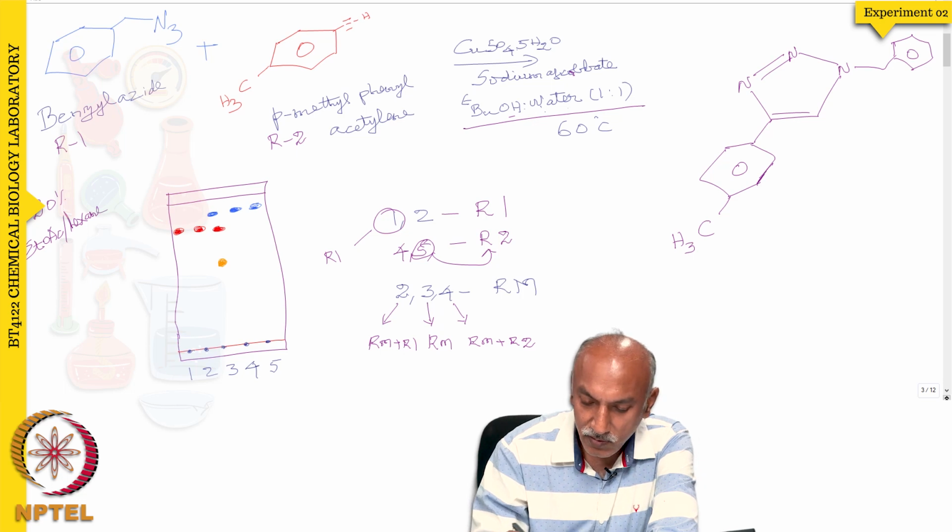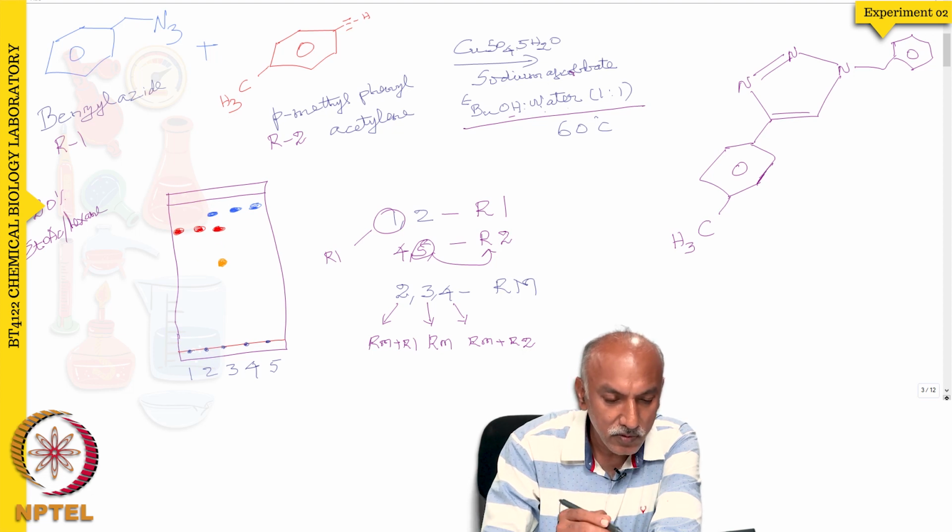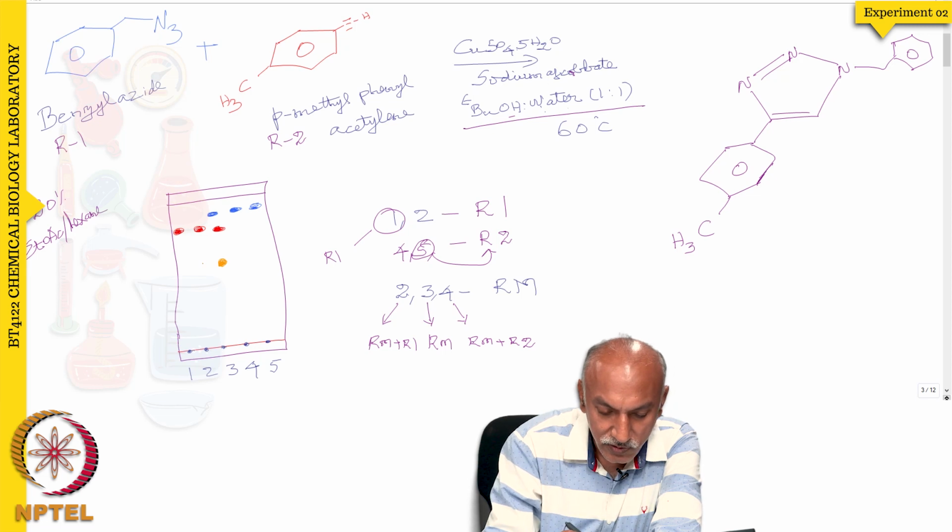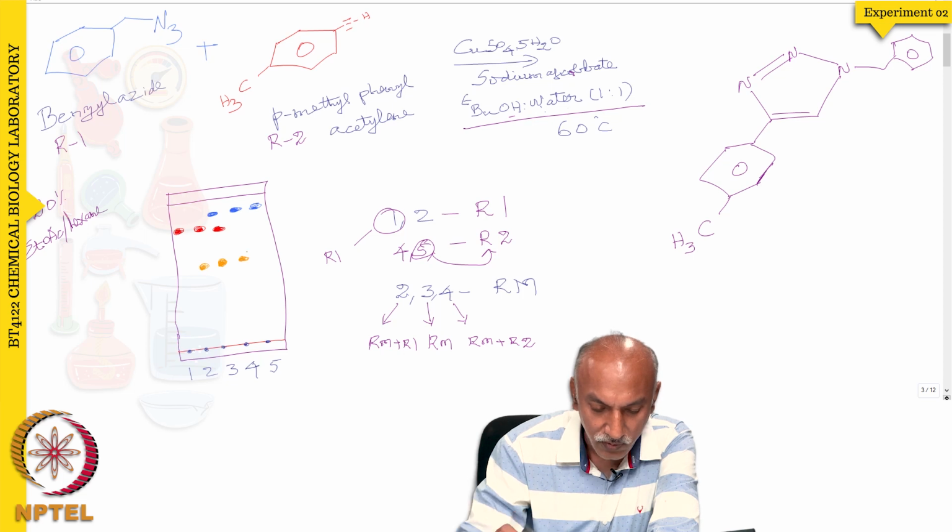At lane 3, when the reaction is incomplete, you will see both the phenylacetylene and the azide also. When the reaction is complete, of course, you will also see the product in lanes 2, 3 and 4.